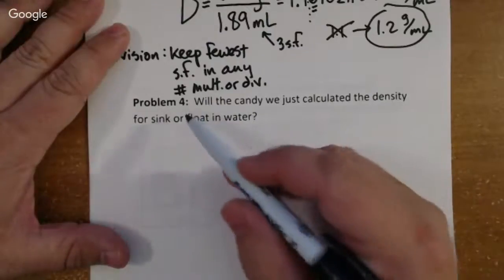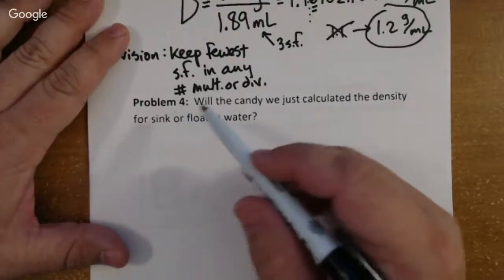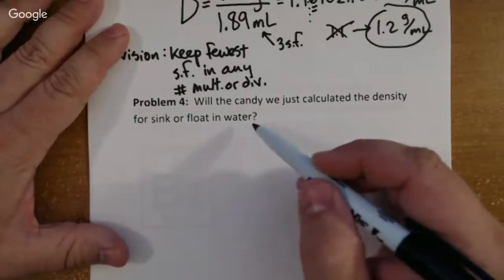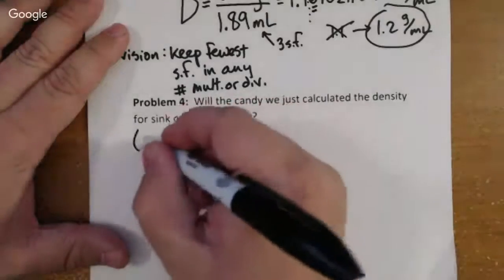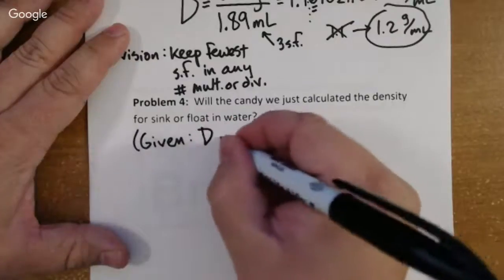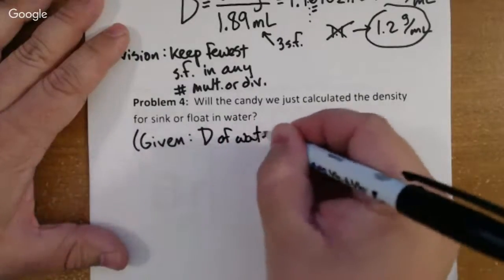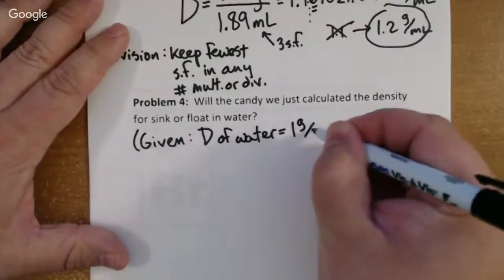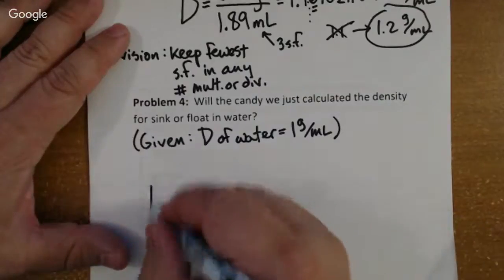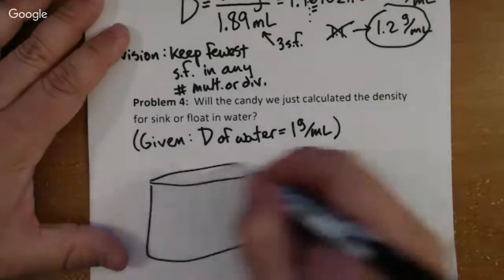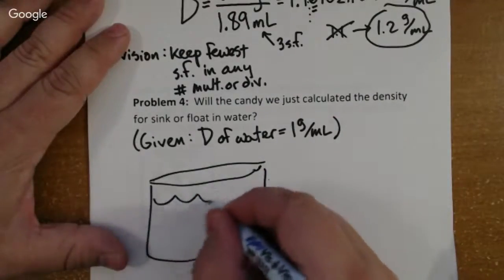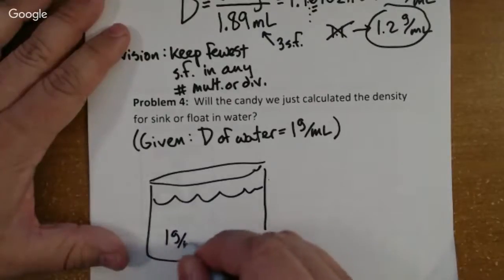Okay, problem number 4, we're still on the concept of density, and it says, will the candy we just calculated the density for sink or float in water? Well, on an exam, you'd be given a little extra information. So given the density of water is 1 gram per mil. Okay, so we've got water. Pardon my artwork. We'll have a big pool of water. And in this pool, the density of all this water is 1 gram per mil.